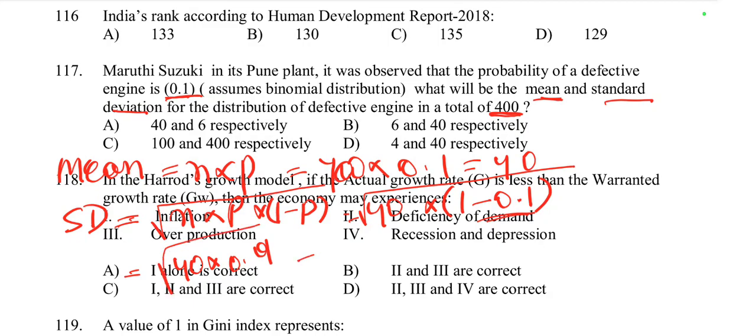40 into 0.9 is equal to 36, so root of 36 is equal to 6. So here the mean value is equal to 40 and the standard deviation value is equal to 6. So 40 and 6 respectively. So the right option is option A.